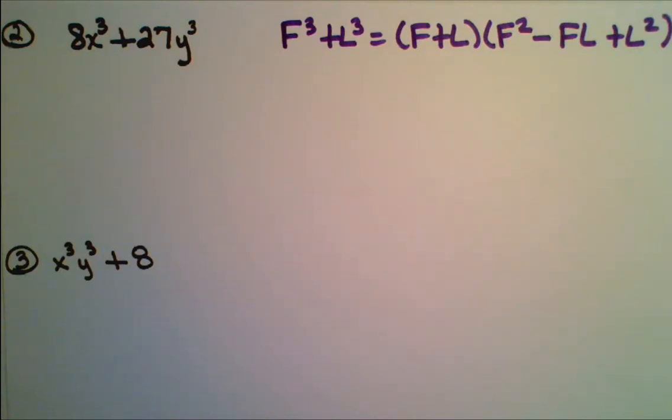Let's take a look at 8x cubed plus 27y cubed. So this is a sum of two cubes. We're going to be factoring a sum of two cubes. How do we know that it's a cube? First of all, look at the exponent, the power is 3. And then think of 8 and 27. You can find three identical factors that will give you 8 as well as 27.